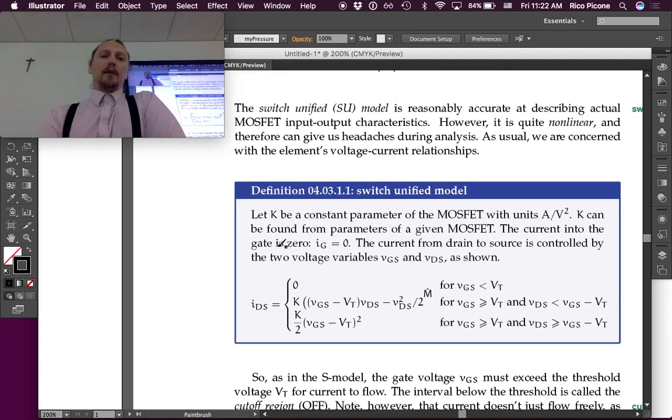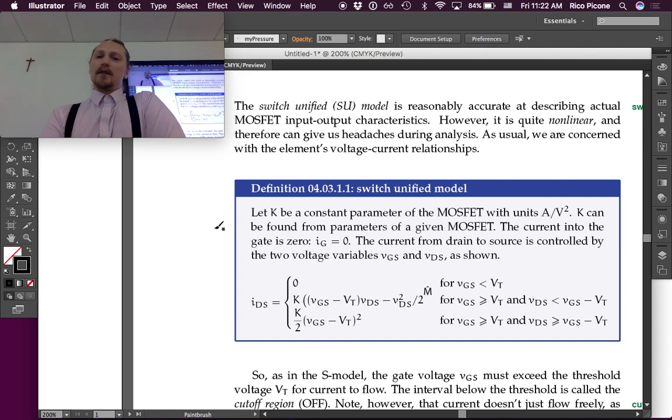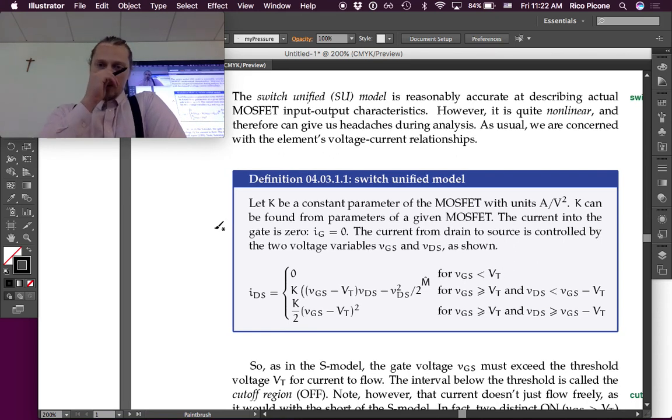So we'll investigate them, and this is the definition of the switch unified model. Let K be a constant parameter of the MOSFET with units amps per square volt. K can be found from parameters of a given MOSFET, so you can find K from the spec sheet for a given MOSFET.